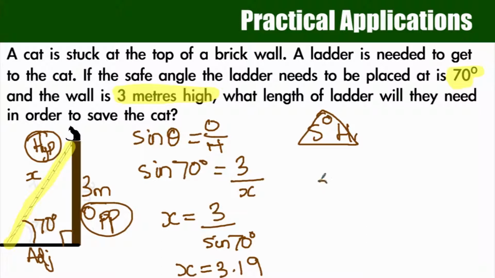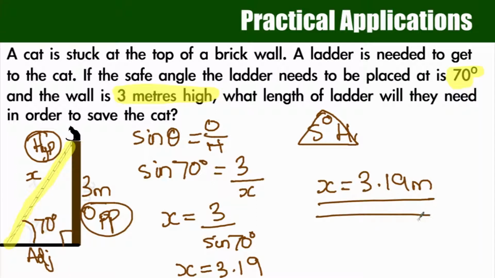Therefore, our final answer is x equals 3.19 meters. So that's the length the ladder needs to be in order to reach the cat, Mr. Whiskers. And there's your final answer. Remember to put the measurements at the end of your answer, otherwise you could lose a mark. Some exams do penalise you for not putting the measurements at the end.